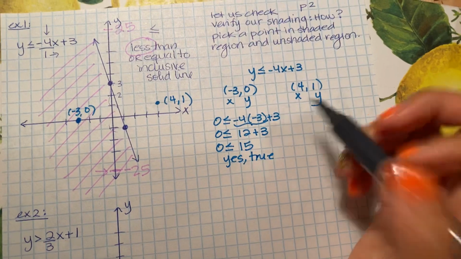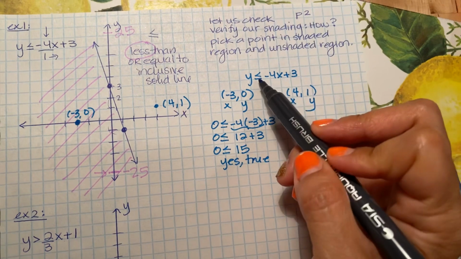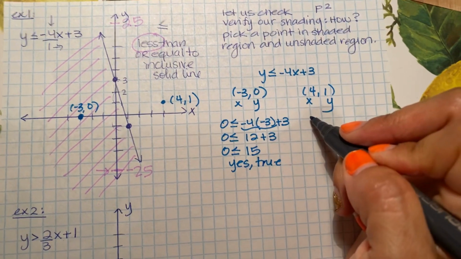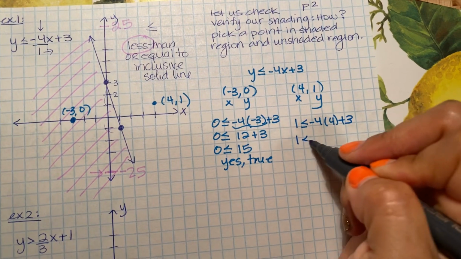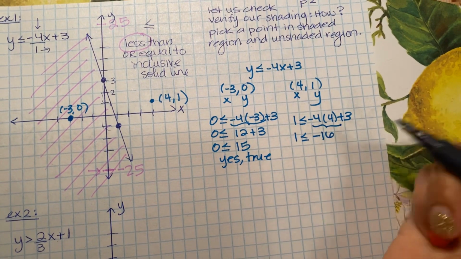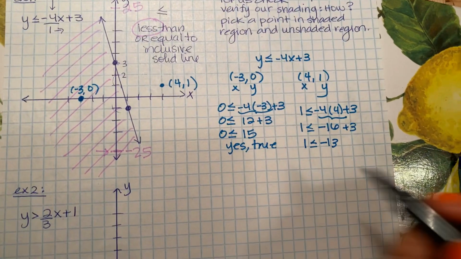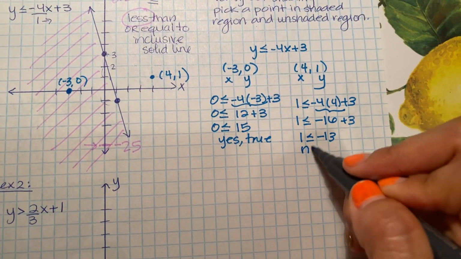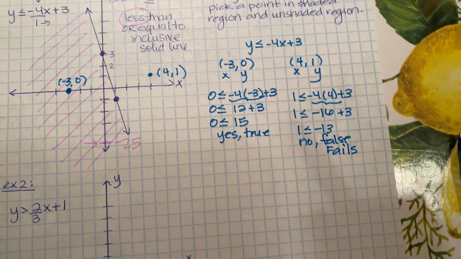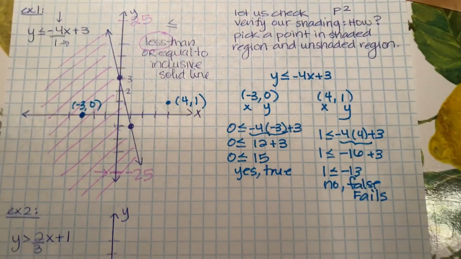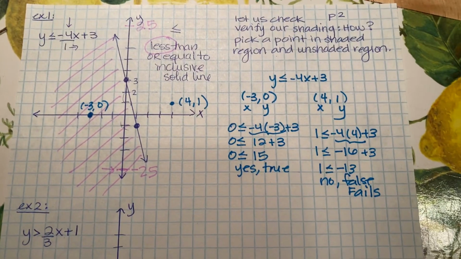This one should fail because 4, 1 is not in the shaded region. It should fail, so this less than or equal to should not be true. So if I substitute, negative 16, because I multiplied, plus 3, negative 13. Is 1 less than or equal to negative 13? No, that is false. It fails. And so that is why that point is not in the shaded region. So that's your check.